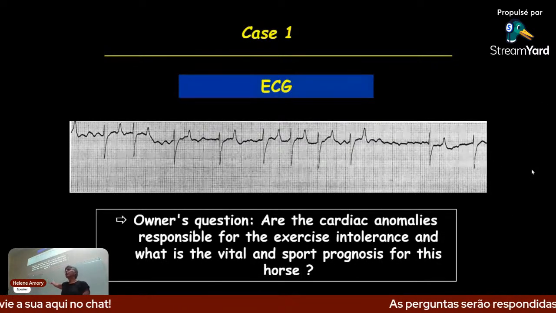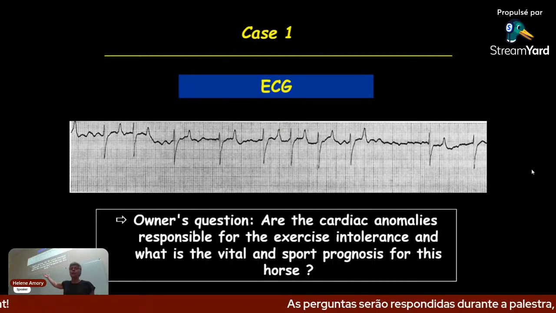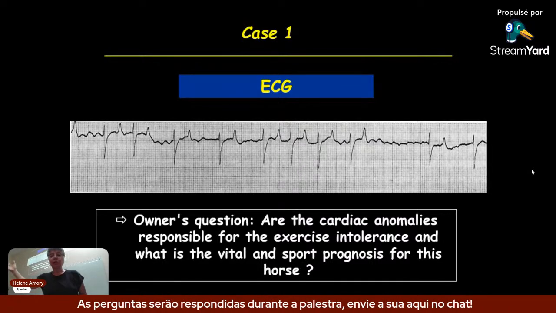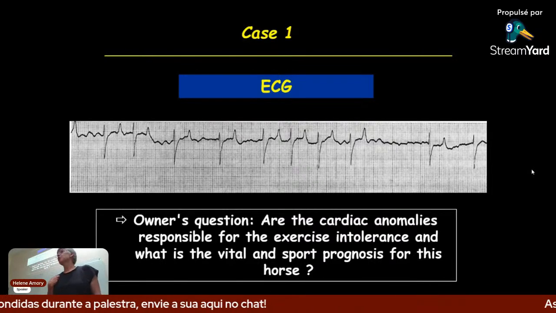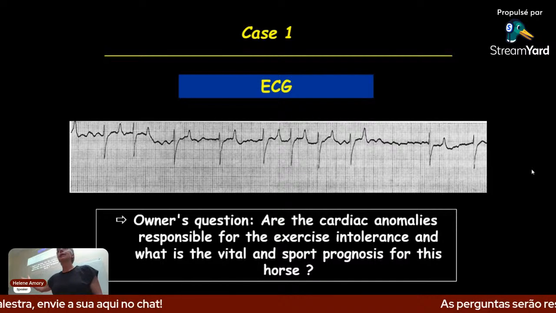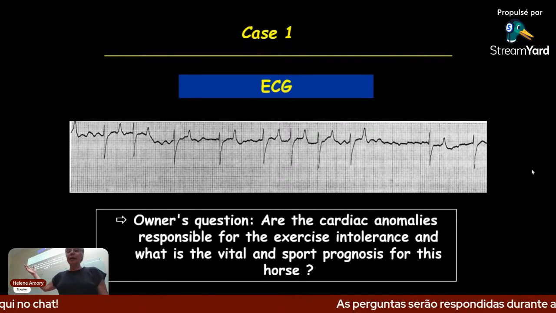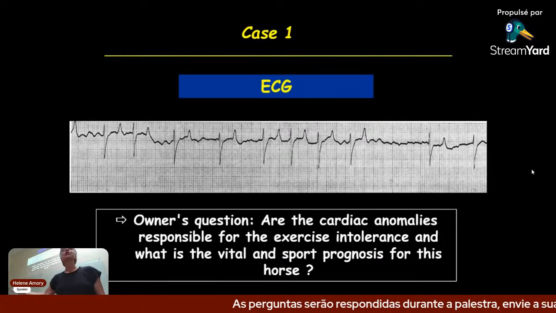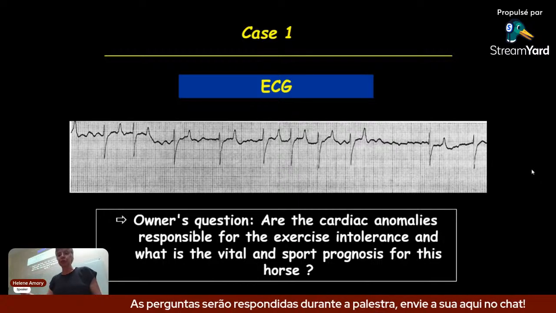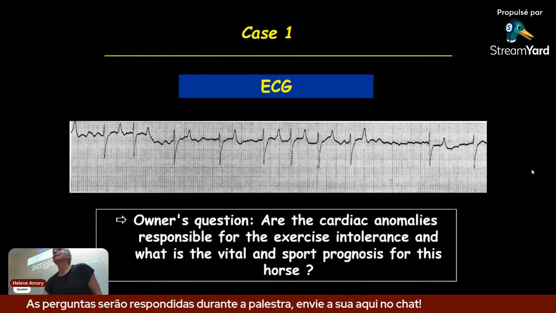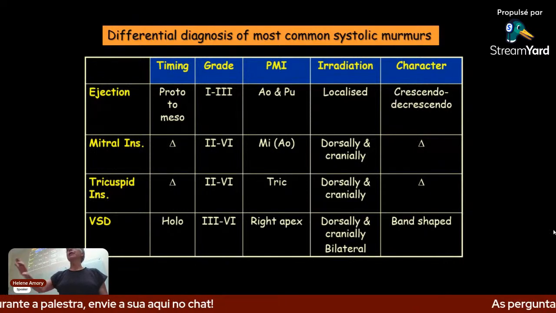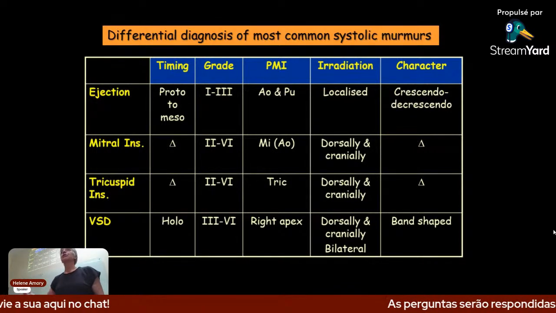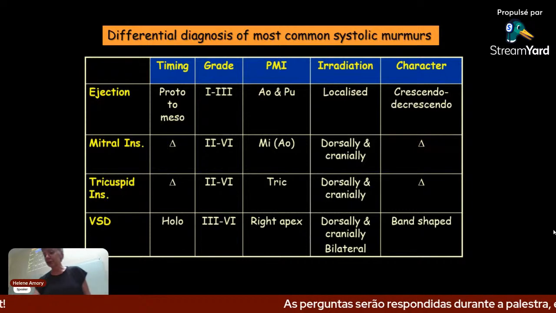Then at this point, the owner asks, are those cardiac abnormalities responsible for the exercise intolerance of my horse? Because I remember the owner came because the horse was exercise intolerant. And what is the prognosis for this horse, for life, for sport, okay? And also, what is your differential concerning the murmur? Thus, you have the table with the differential diagnosis of the systolic murmurs, okay?